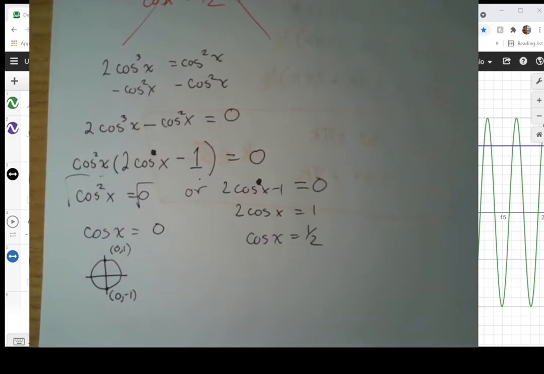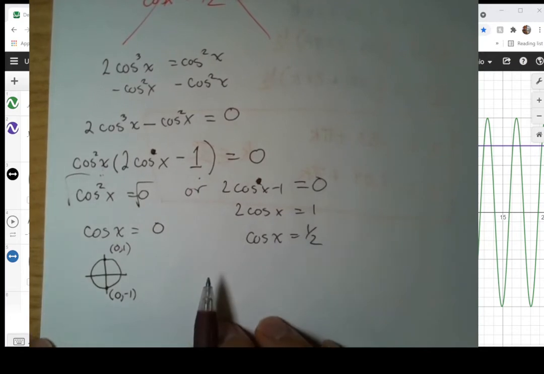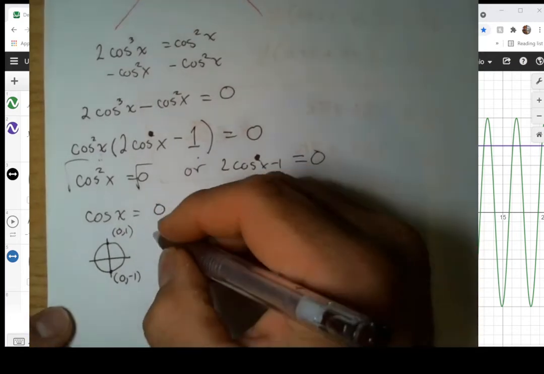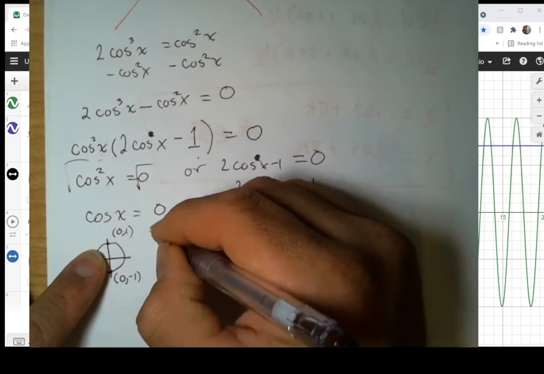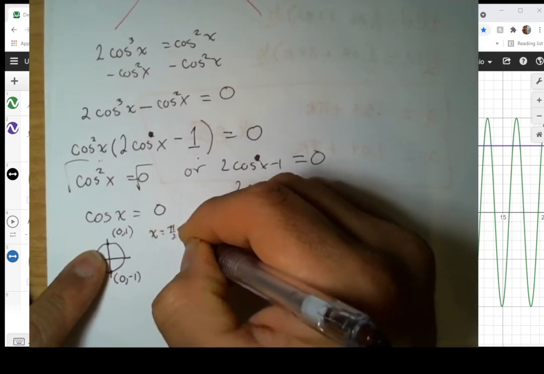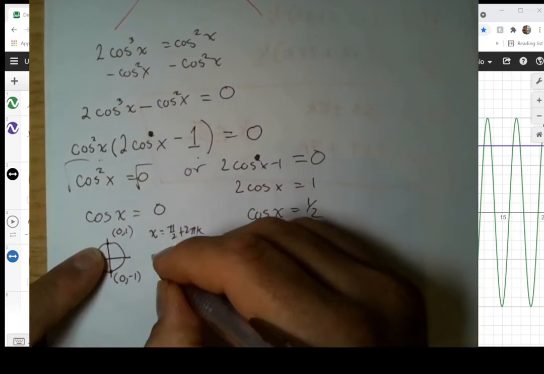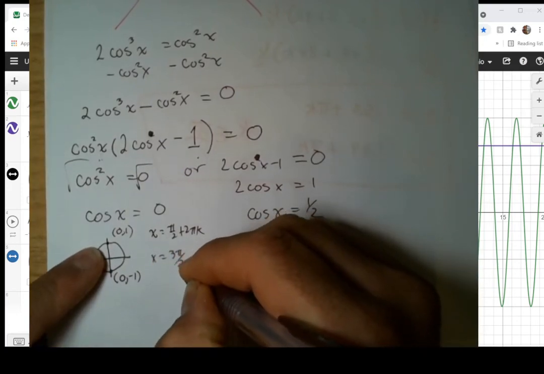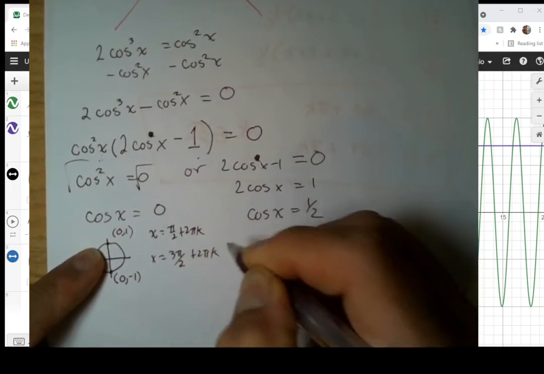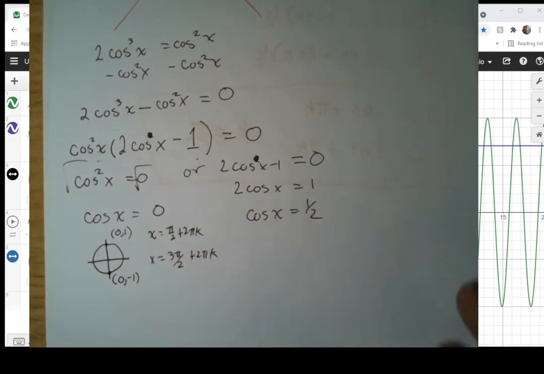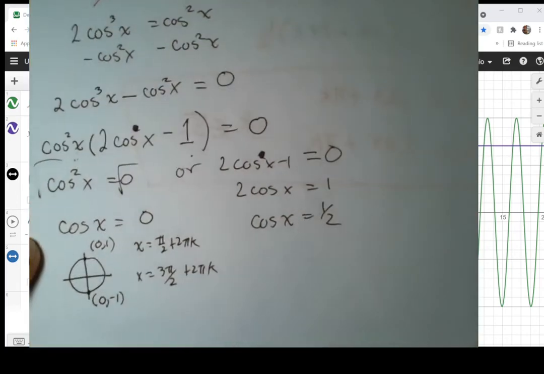Now you can write the solution here in one of two ways, right? If we think of this, I can write this as pi over 2 plus 2 pi k, and 3 pi over 2 plus 2 pi k. This would be correct here to do.